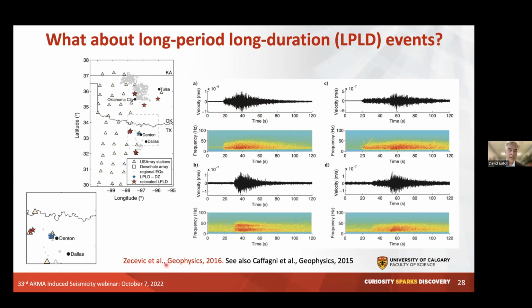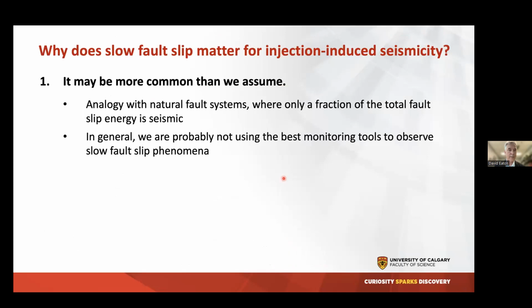So there's this paper published by Zekovich and others in Geophysics where they showed that some of the Barnett examples, which had been cited as possible long period, long duration events, were actually what was then emerging to be understood as fluid-induced earthquakes happening in central Oklahoma and North Texas. So this is just the coda from these induced earthquakes convolved with the geophone signal. And we published a paper in Geophysics in 2015 that also talks about similar types of signals in Alberta.